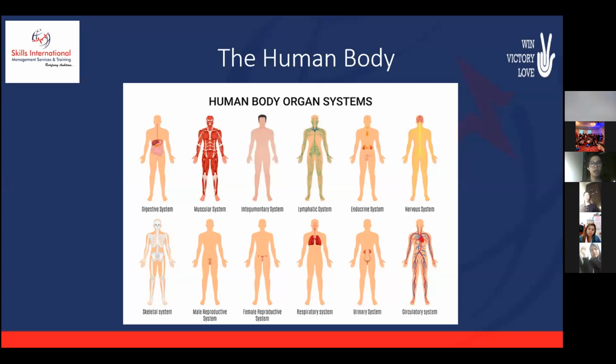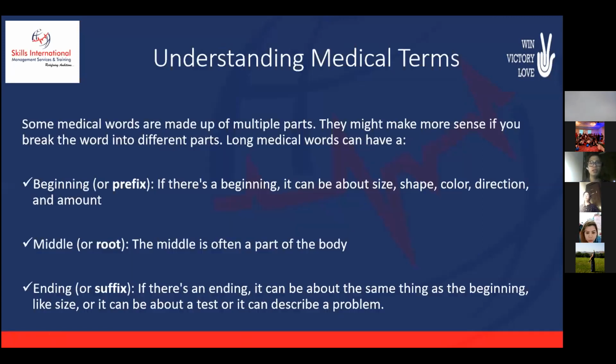Kasi lymphatic and circulatory, they share the same network. Saka nandun lang din sila sa fluid ng katawan natin, which is mostly blood. Endocrine system, nervous system, ayan yung representation. So now, let's discuss understanding medical terms na paano mo siya marirelate.